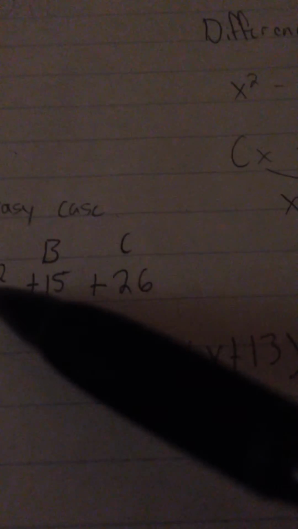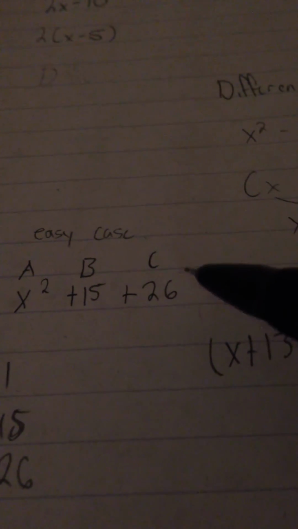And then for easy case trinomials, my equation is x squared plus 15x plus 26. And so for these, you have to label the x squared a, and then 15 b, and then 26 c. And what that does is you take those down here and you put them into that order, and then you set up the x table thing, whatever it is.